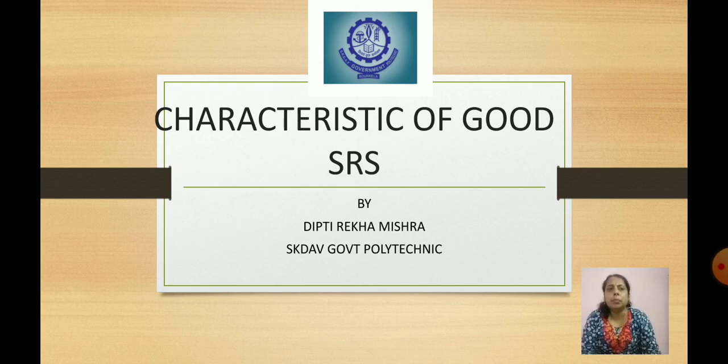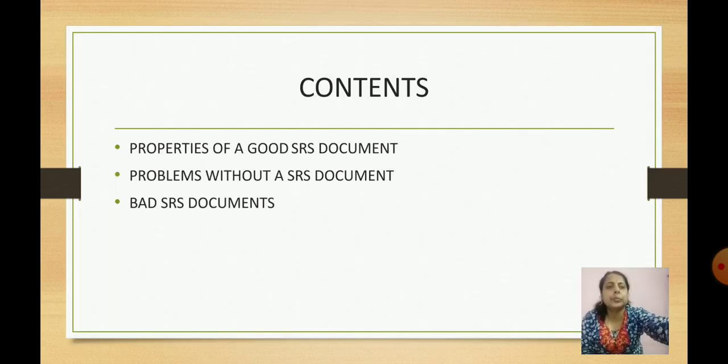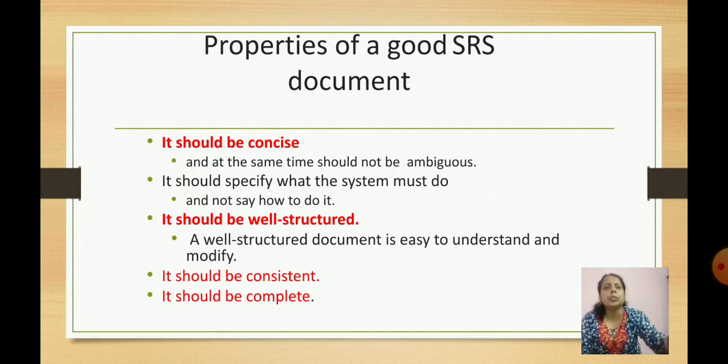After completion of this video class, you will be able to know what the characteristics of a good SRS document are. So let's start. The content of this video is the properties of a good SRS document, problems without an SRS document, and bad SRS documents. So, properties of a good SRS document.